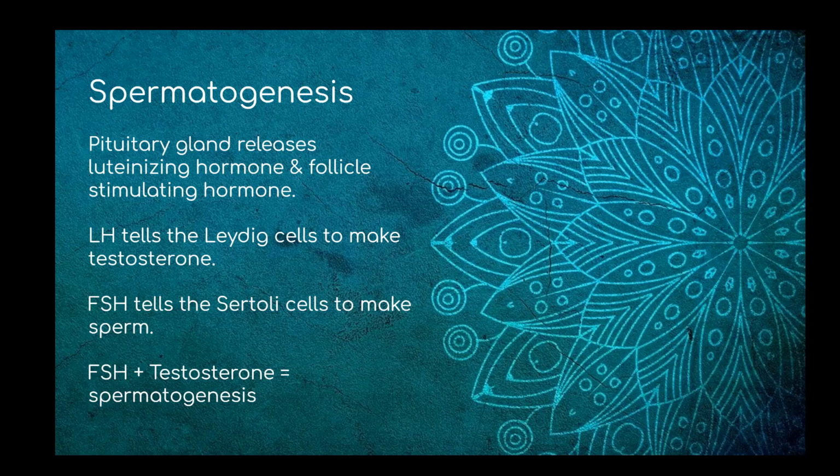And when the body has both follicle stimulating hormone and testosterone, that is when spermatogenesis can occur. So what do you need to know out of this? Know that you must have both follicle stimulating hormone and testosterone to create sperm.